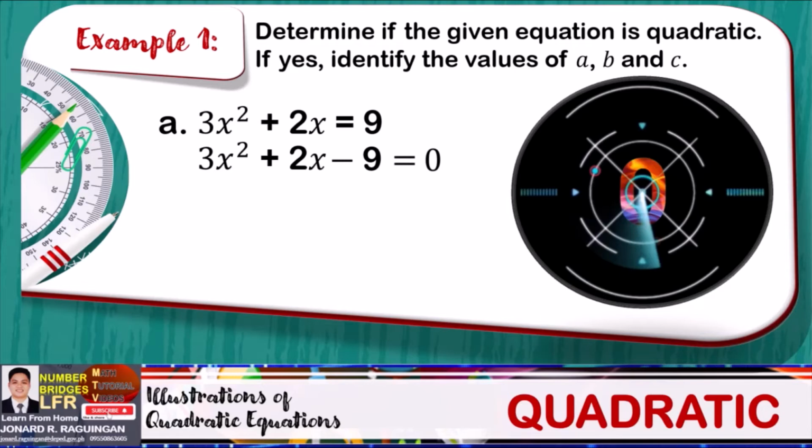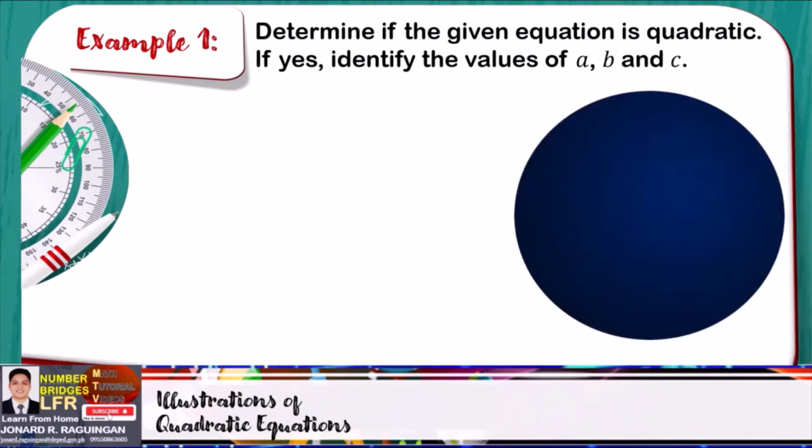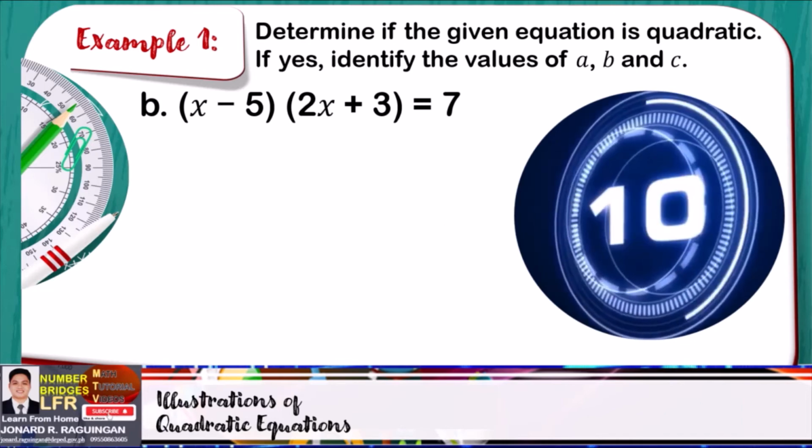The value of your a is the numerical coefficient of the quadratic term, which is 3. And the value of b is the numerical coefficient of the linear term, which is 2. And the value of c is the constant term, which is negative 9. Let's consider example letter B. The quantity of x minus 5 times the quantity of 2x plus 3 is equal to 7. You have 10 seconds to answer that.